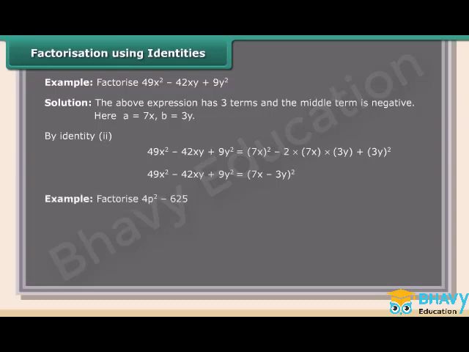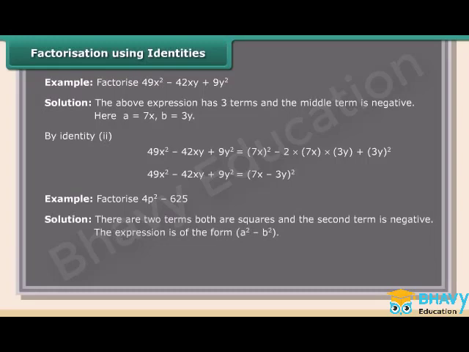Example: factorize 4p square minus 625. Solution: there are 2 terms, both are squares, and the second term is negative. The expression is of the form a square minus b square. By identity 3, 4p square minus 625 is equal to 2p whole square minus 25 whole square is equal to 2p plus 25 into 2p minus 25.